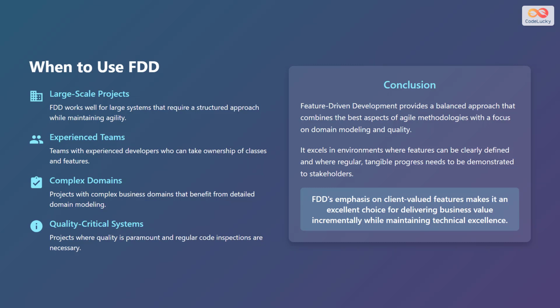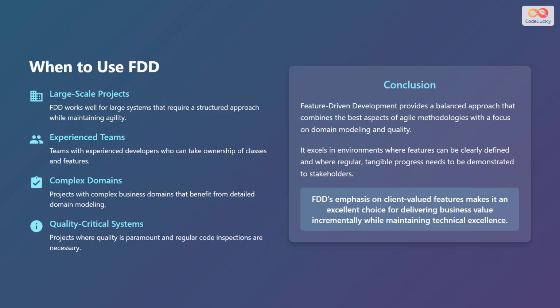In what scenarios is feature-driven development most suitable? Let's explore. First, large-scale projects. FDD works well for large systems that require a structured approach while maintaining agility. Second, experienced teams. It is ideal for teams with experienced developers who can take ownership of classes and features.